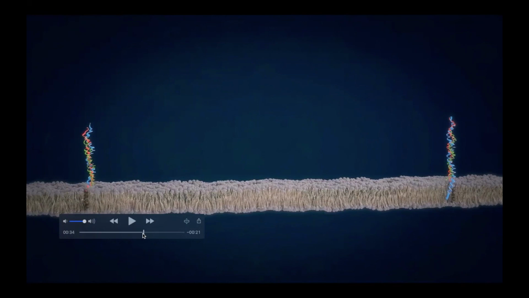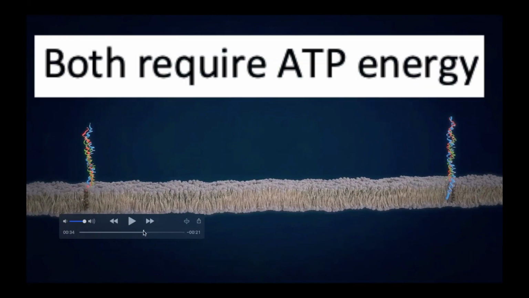So endocytosis, exocytosis, very important. So don't forget that, guys. Sodium potassium pumps are tools to kick things in and out of your cell, and vesicles are also tools to kick things in and out of your cell. So that is it for homeostasis and transport.